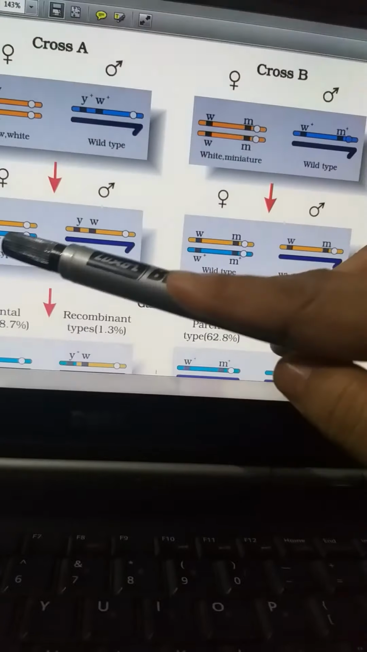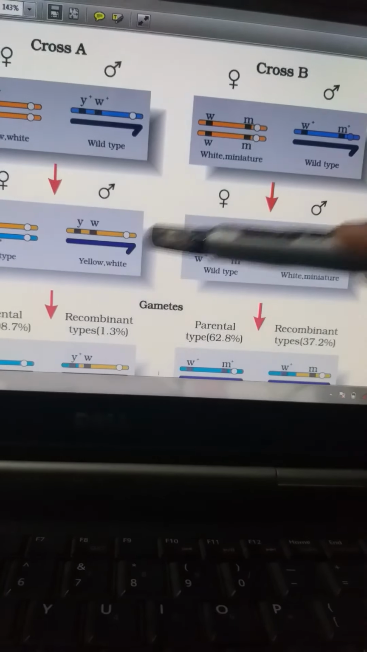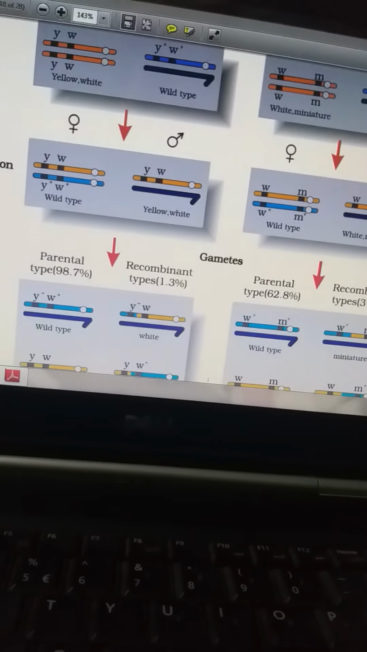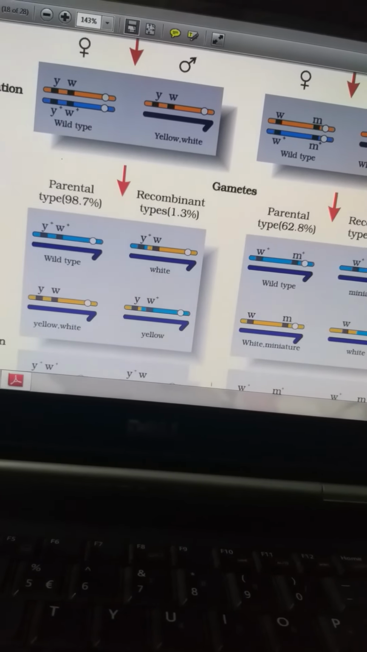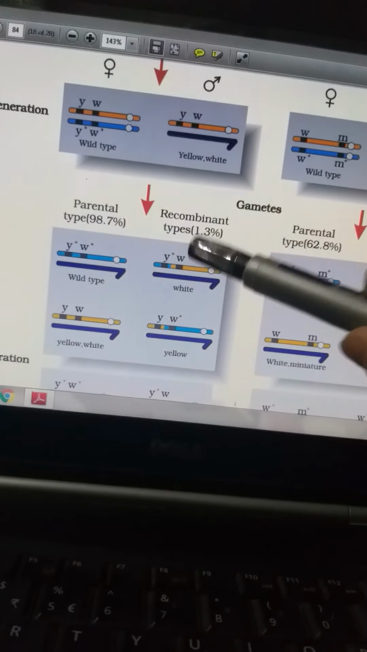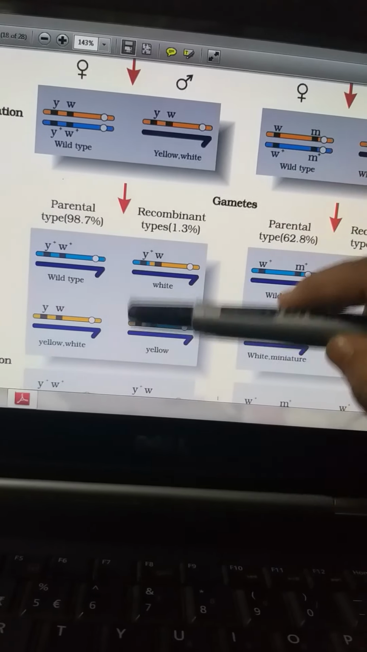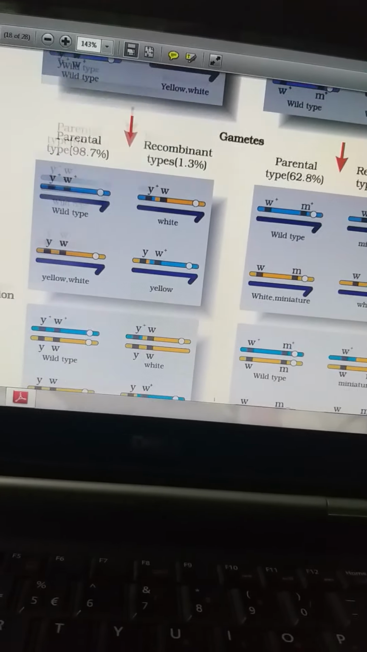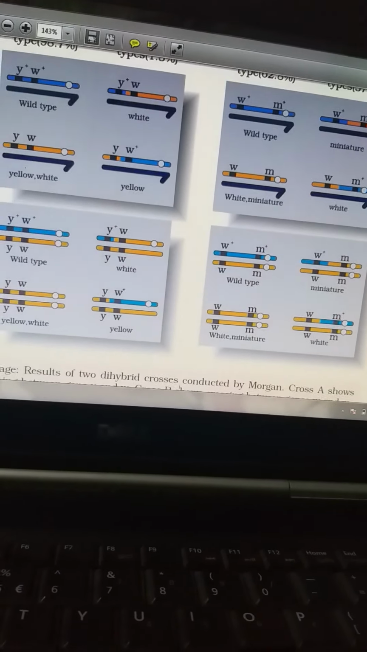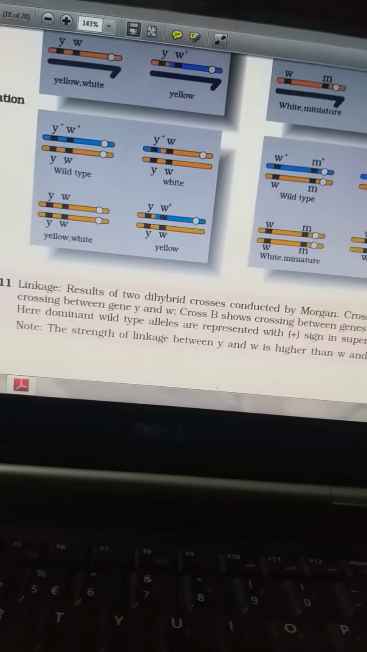When they are crossed, this one goes there, this one goes there. That means genetic recombination is there; genes get crossed over. So the parental type is 98.7% and the recombinant type is 1.3%. That means this is a variation. They don't resemble exactly genetically in the F1. So generation 1 and generation 2. This is very important, and you have to go through it.